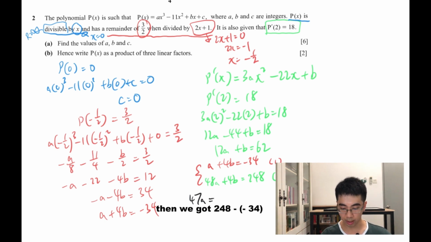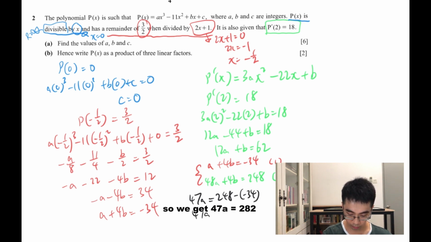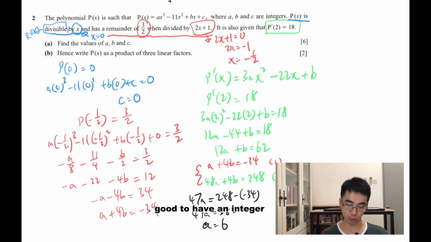So then we got 248 minus negative 34. So we got 47a will be equals to 282, and then divided by 47, we got a must be 6. Good, it's an integer. So I think we are correct.